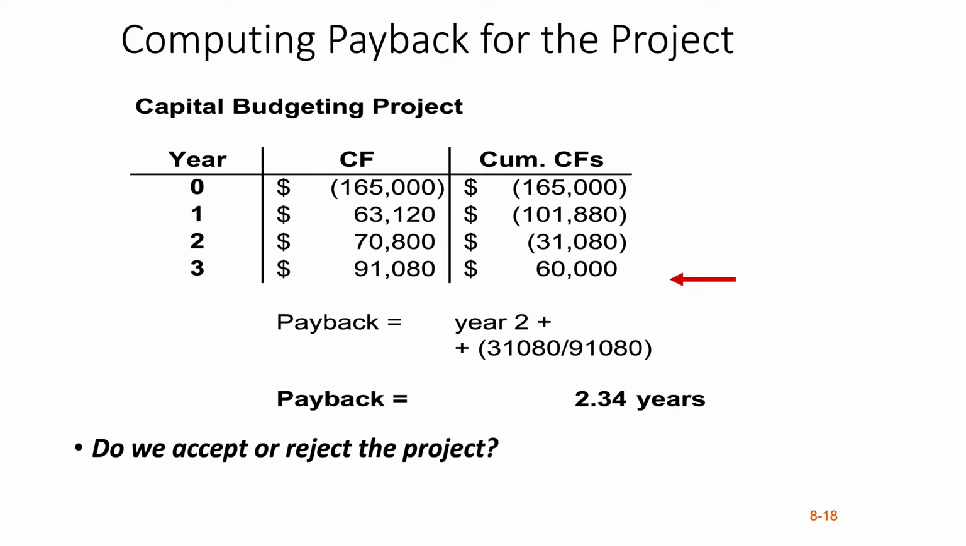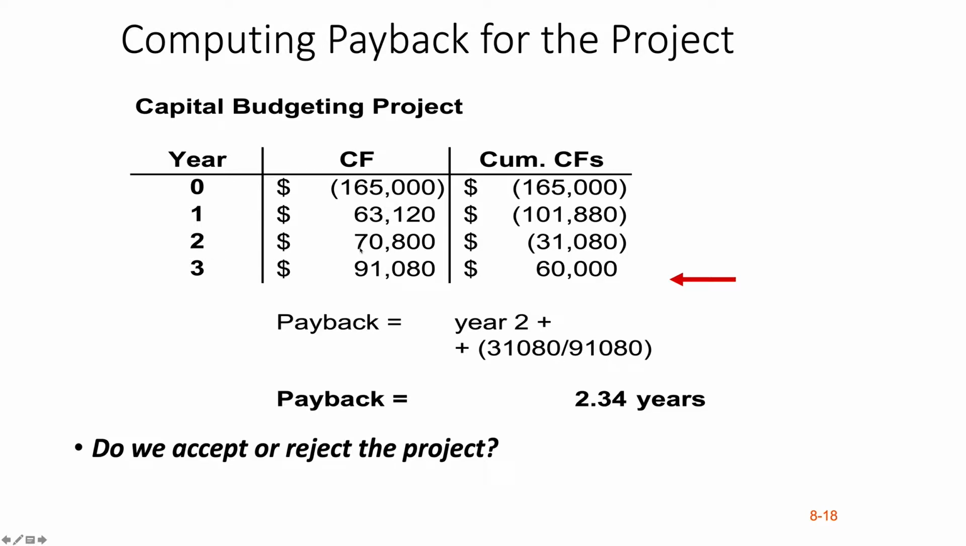So at the beginning, the expenditure is $165,000. At the end of year 1, you'll receive $63,120. So you deduct this number from the $165,000. You still have $101,880 unrecovered.